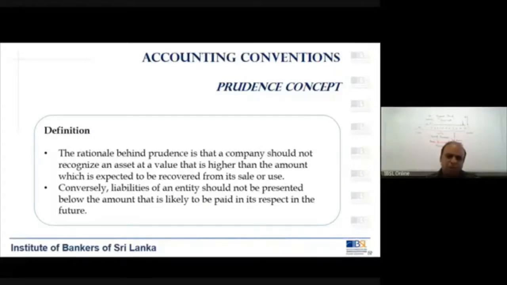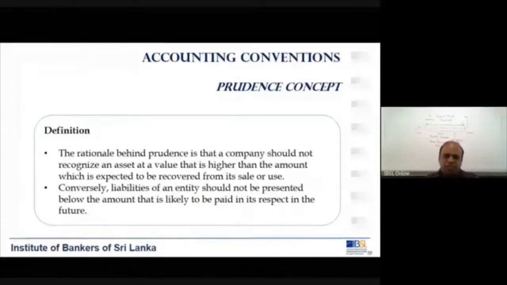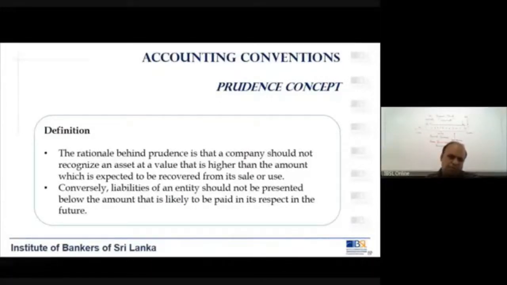Now, what do they say? The rationale behind prudence is that a company should not recognize an asset, asset meaning the machine here, at a value that is higher than the amount which is expected to be recovered. So after using it for 5 years, if you think this can be sold for some amount, then you should not recognize it at a value higher than that.